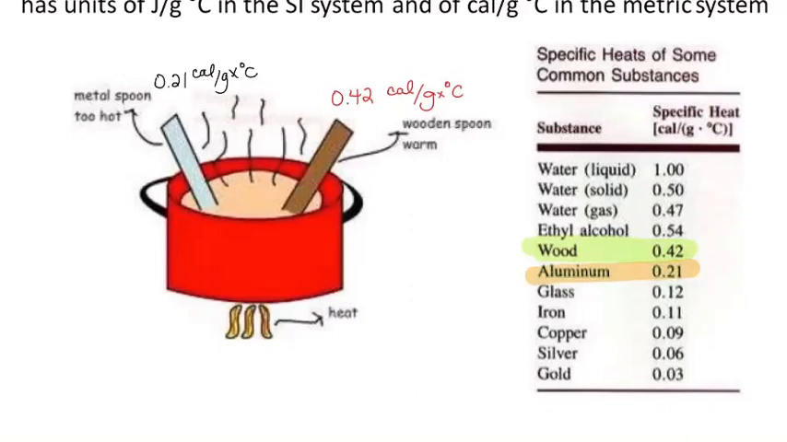So, why is it that the metal spoon is too hot compared to the wood one? Because it has a lower specific heat. The trend is the lower the specific heat, the hotter that material is going to get compared to a material that has higher specific heat. So in this case, my wood spoon has higher specific heat. So that is not going to be heated at the same rate as if I have something with a lower specific heat.